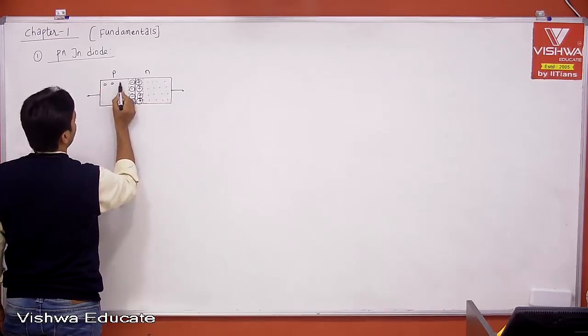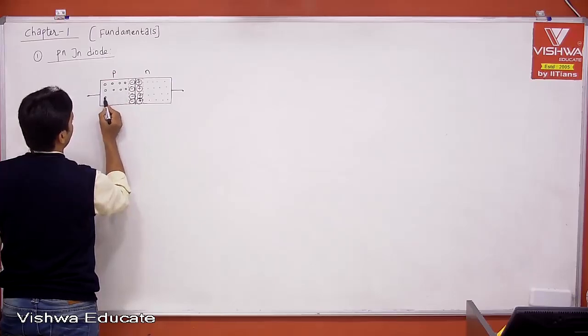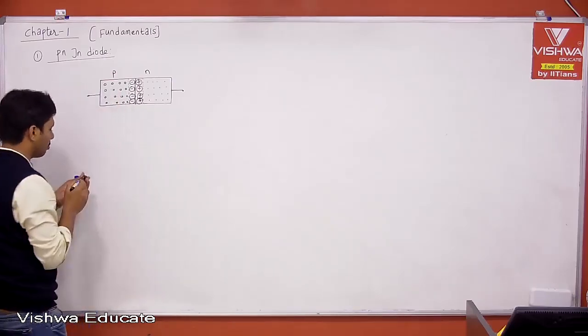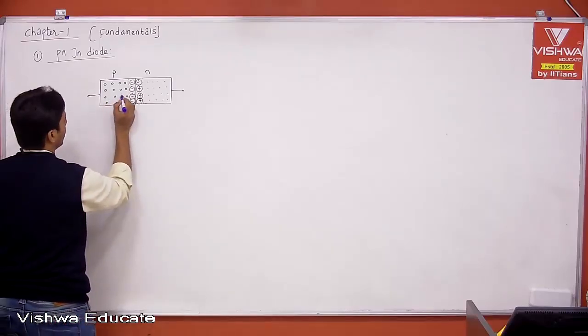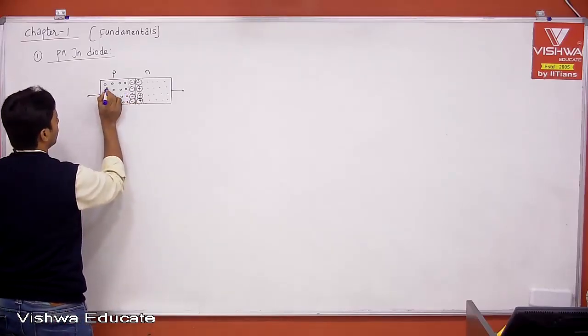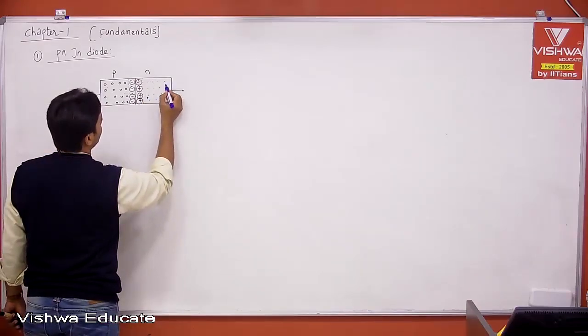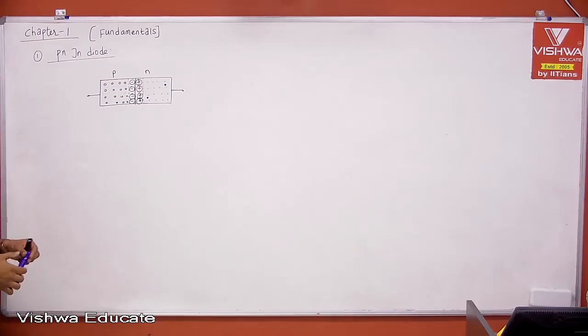We have holes here because P-type material has majority carriers, or holes. And what are the minority carriers of a P-type semiconductor? They are nothing but electrons. They are very few in number. And here the minority carriers are holes. They are very few in number, and already there is a depletion region. And why a depletion region and all, I am not going into those details.